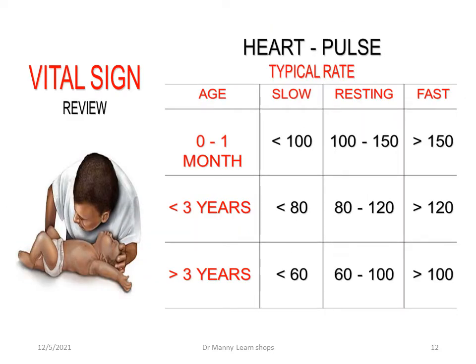Now, when we look at the vital signs, it's important to remember the heart or pulse rate is typically 100 to 150 in a resting 1-month-old. 80 to 120 in a toddler or child less than 3 years of age. 60 to 100 in a child greater than 3 years of age. Bradycardia, less than 100, less than 80, less than 60, depending on your age group. Tachycardia, greater than 150, greater than 120, greater than 100, depending on the age group.